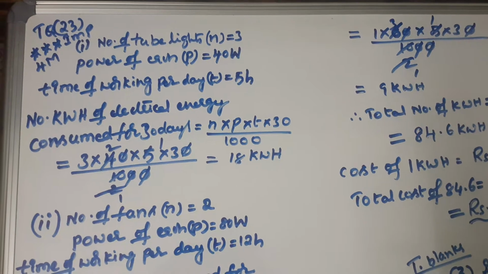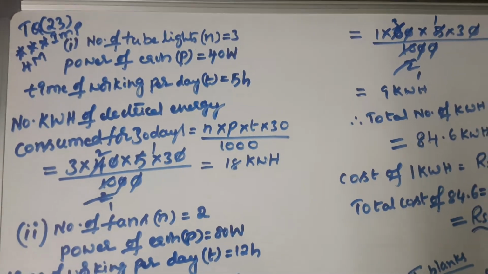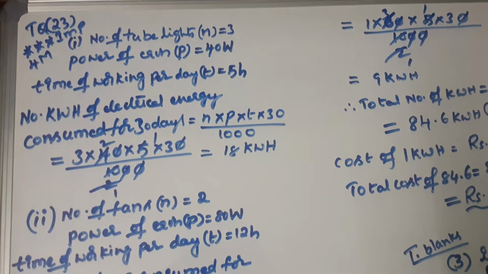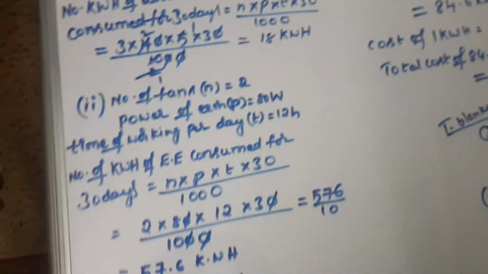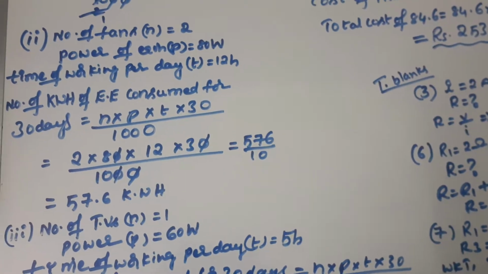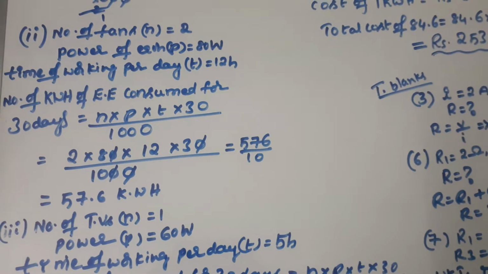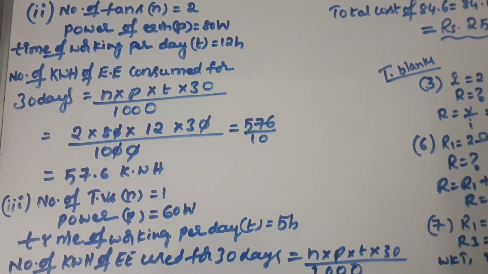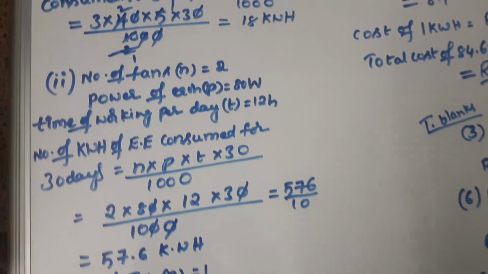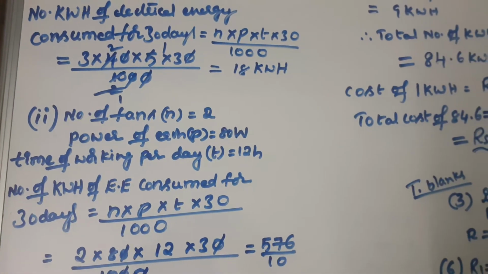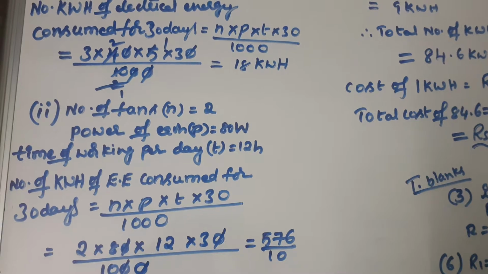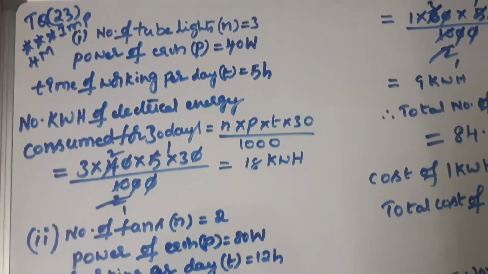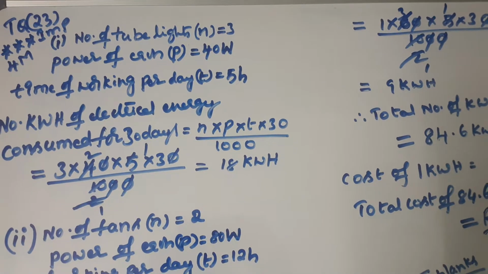finding the number of kilowatt hours of electrical energy used by various electrical appliances. A house has three tube lights, two fans, and one television. The wattage or power of the television is 60 watts, and the working time of the television per day is 5 hours, and the power of each fan is 20 watts, and the power of each tube light is 40 watts and 5 hours working per day.